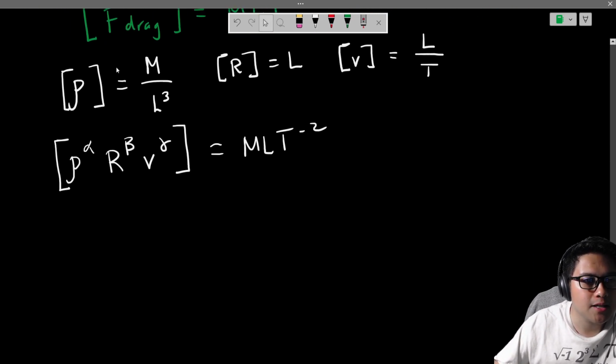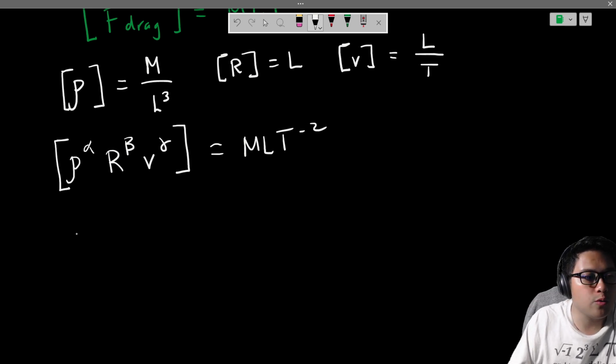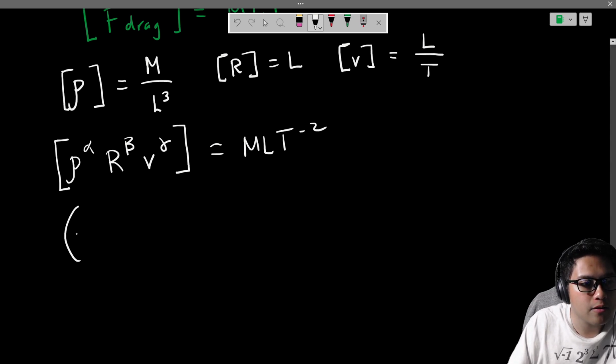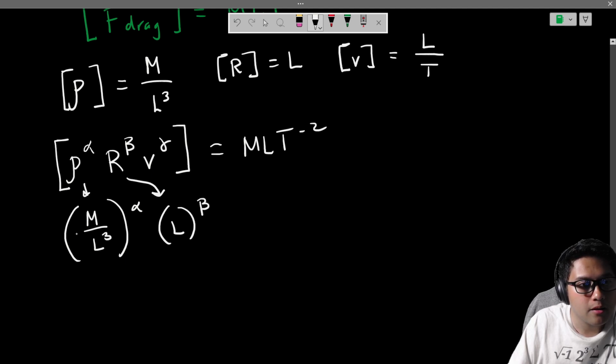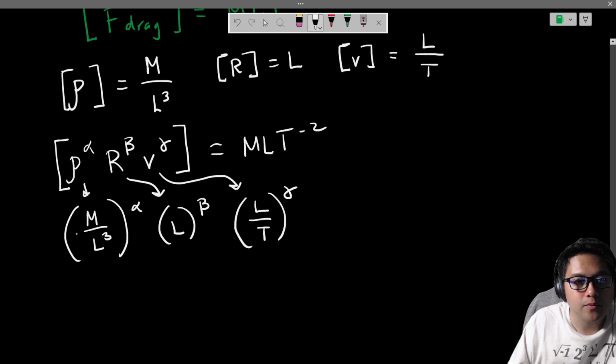So we can see that ρ is equal to m over L cubed. So if we raise ρ to the alpha power, we should have m over L cubed raised to the alpha power. That just comes from the ρ. The r to the beta should give us an L to the beta. And then the v to the gamma should give us L over t to the gamma. And this should all equal mLt to the minus 2.